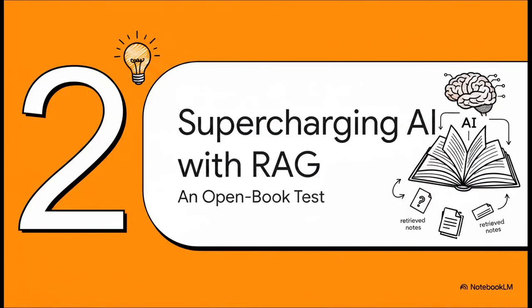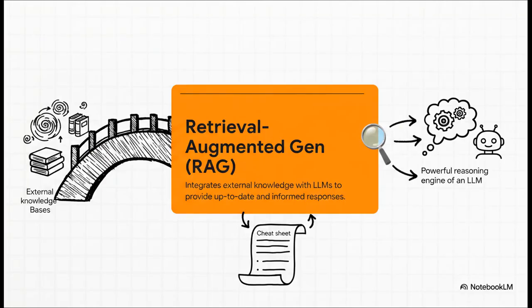So, how do we get around this? Well, with a really cool technique called Retrieval Augmented Generation, or RAG for short. The absolute easiest way to think about it is like this. We're giving the AI an open book test. We're handing it the exact notes it needs right before it has to answer our question. RAG is basically a bridge. It connects the LLM's powerful reasoning brain to external, up-to-the-minute information.